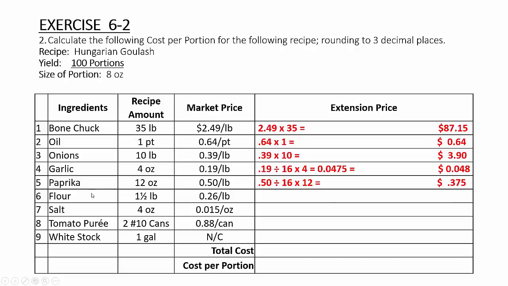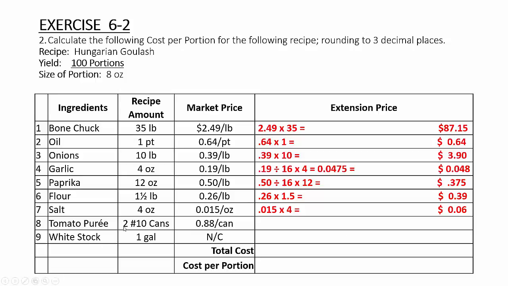We need 1.5 pounds of flour. We paid 26 cents per pound, so 26 times 1.5, it's going to cost us 39 cents for the flour. We want 4 ounces of salt. We paid 1.5 pennies per ounce. We're going to take the 1.5 pennies and multiply it by the 4 ounces we need. There you go. It's going to cost us 6 cents for our salt.